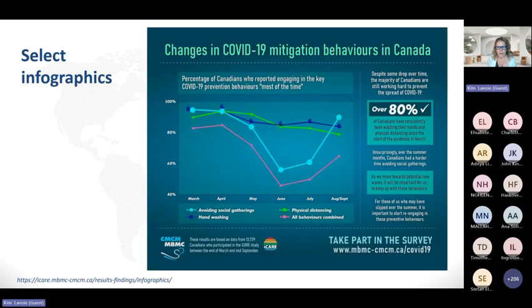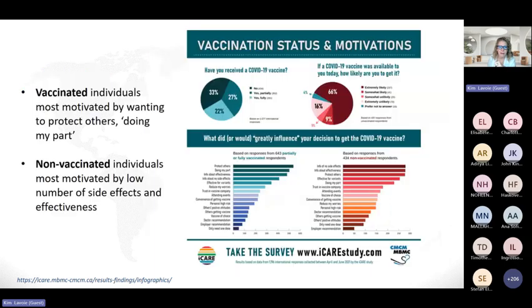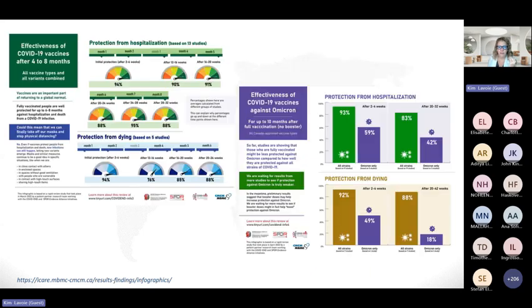And these are just a select snapshot of some of our infographics that we used for dissemination and knowledge transfer. This is changes in COVID-19 adherence to behaviors in Canada early in the pandemic. This is just a sample of what motivates people to be vaccinated, both among the vaccinated and non-vaccinated. So vaccinated were most motivated by wanting to protect others, doing their part. Non-vaccinated, most motivated by low number of side effects and effectiveness.